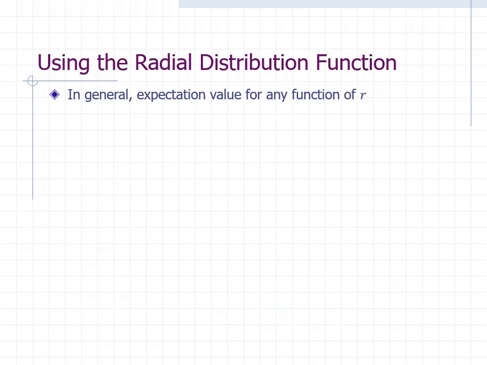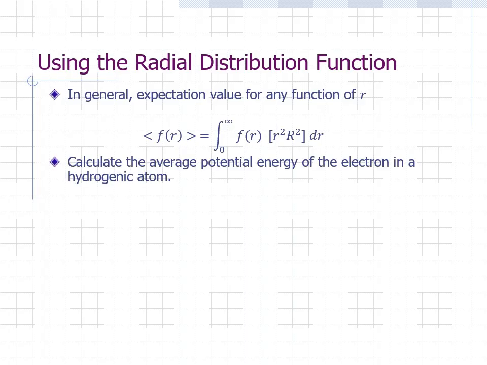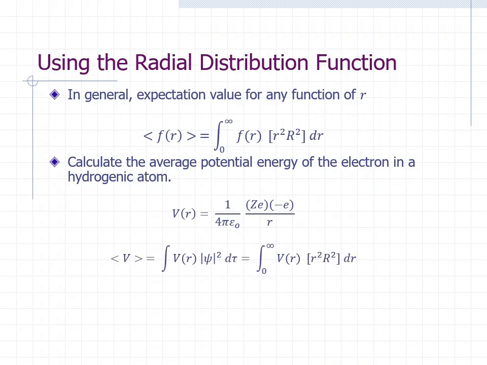In general, we can use the radial distribution function to calculate the average or expectation value of any function of little r. We just multiply the function by the radial distribution function and integrate over all possible values of little r. For example, the Coulombic potential energy is 1 over 4 pi epsilon naught times the nuclear charge, Z, times the charge of the electron, negative e, divided by the distance from the nucleus, little r. Evaluating the appropriate integral, we can find the expectation value of the potential energy to be 2 times the orbital energy E sub n.